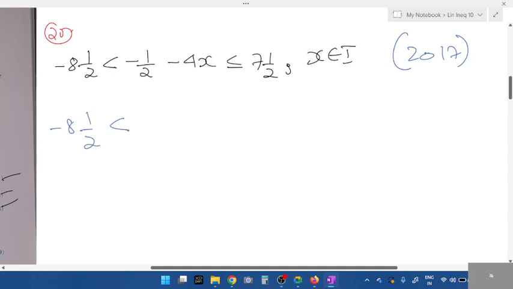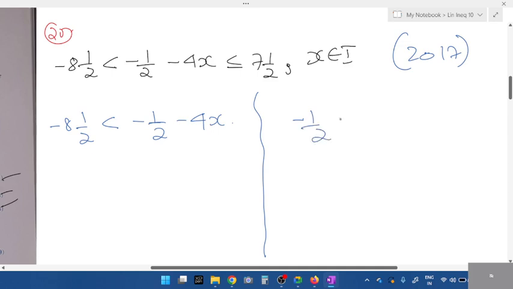Minus 8 1 by 2 less than minus 1 by 2 minus 4x. This is the first question. I want all of you to solve. I taught each and every concept: how to take LCM, cross multiply. Minus 1 by 2 minus 4x less than or equal to 7 1 by 2. Okay, start solving.